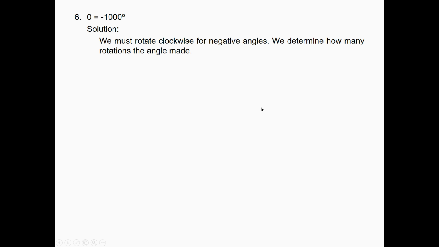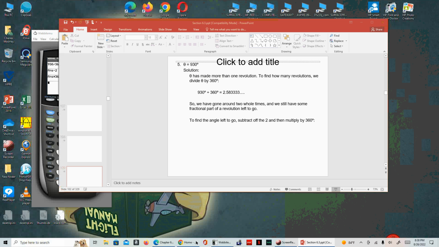Okay, number 6. Theta is negative 1,000 degrees. So notice I went clockwise. I got to figure out how many times did I go. So we're going to determine that by dividing by negative 360. So let's see. Now it's just kind of a weird coincidence. 0.7777 forever is 7/9, if you really want to know.